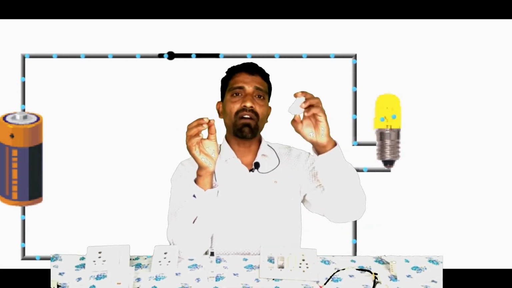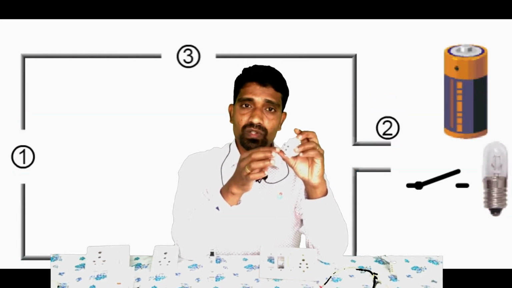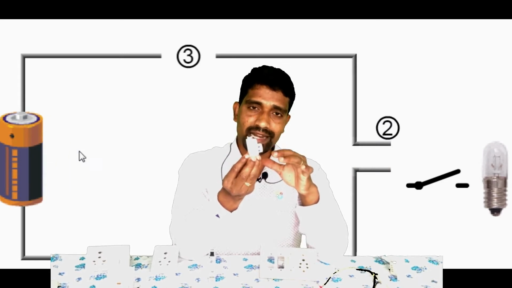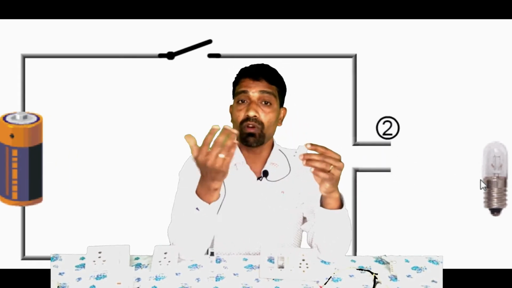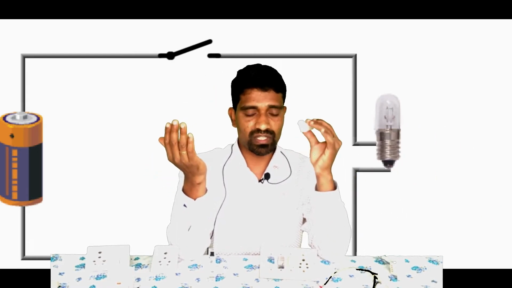You see, you will have a small metal strip inside the switch which connects these two terminals. When you switch on, both the terminals get connected and there will be a flow of current. When we switch it off, there will be no flow of current. Yes, that is how a simple switch works.